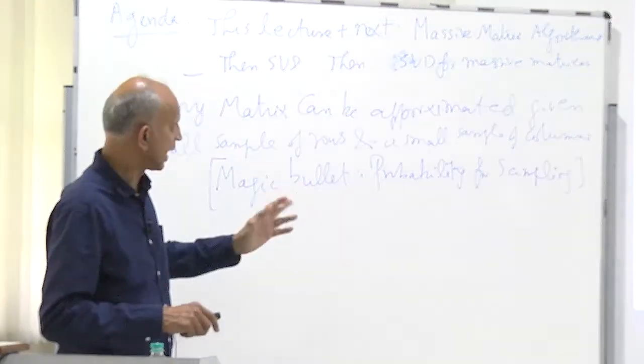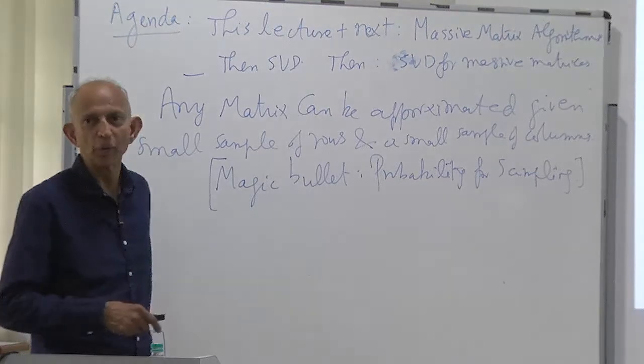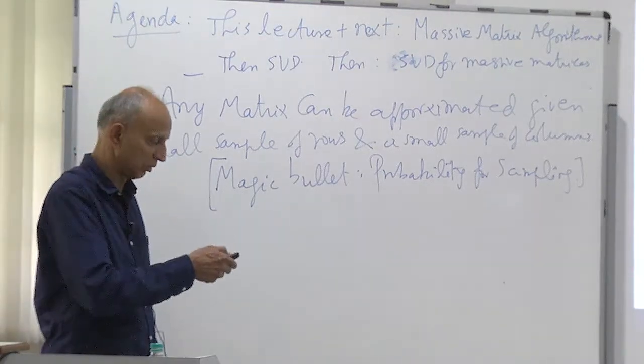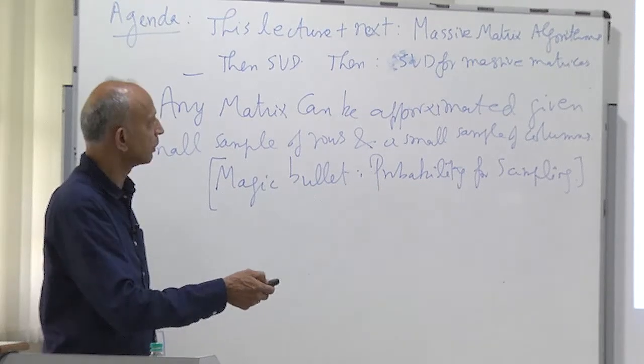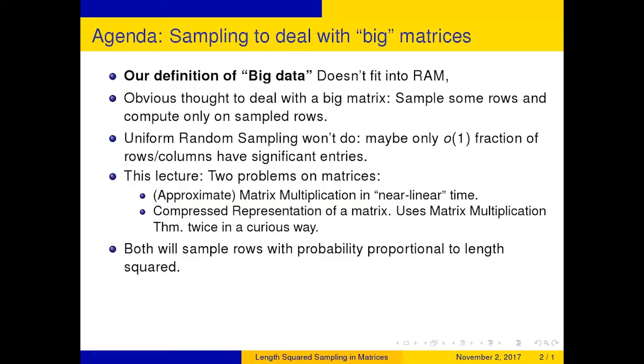And then we'll prove that for every matrix, you get an approximation to the whole matrix doing this. Okay. We'll come back to that. I first want to do mostly multiplication. Both will sample rows with probability proportional to length squared, as well as columns. Just the length squared as a vector, the sum of squares of the entries. That is the magic bullet. We'll see why length squared is the right thing to do, but it turns out it does a lot of things. We'll also use length squared later for SVD.